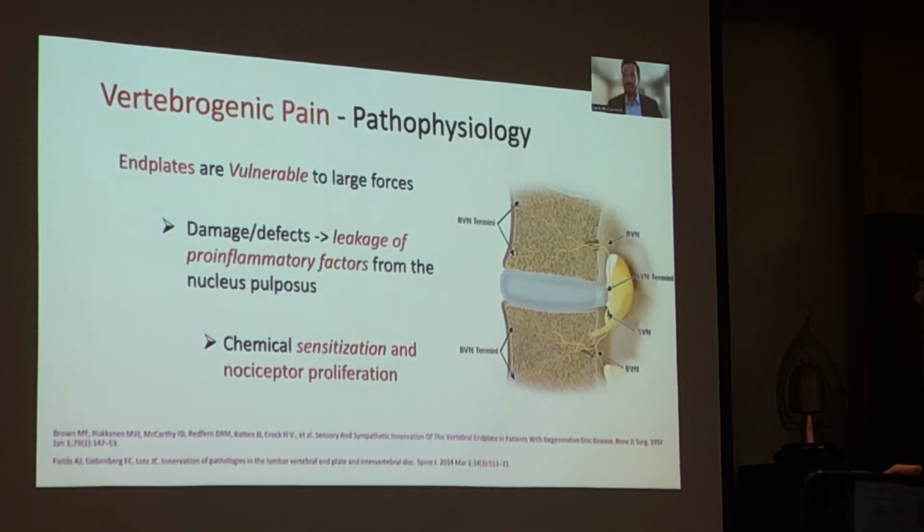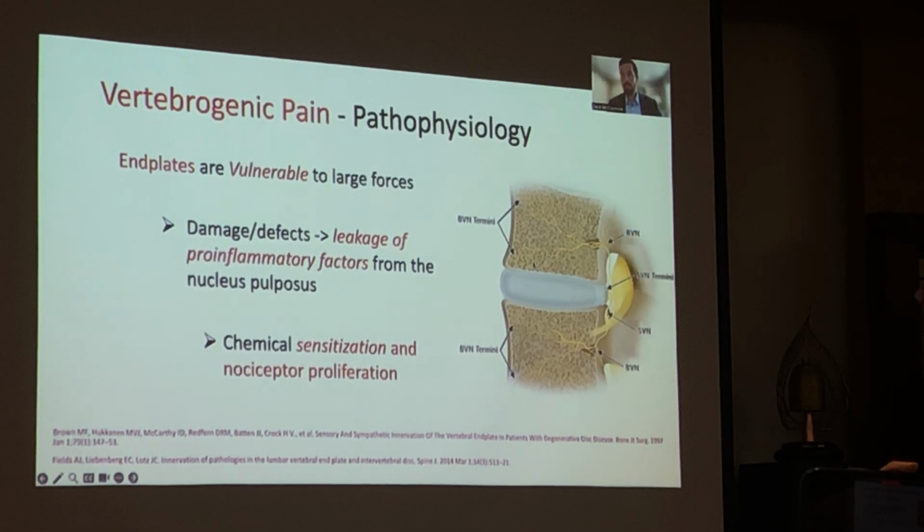So what about vertebrogenic pain? Different concept. So this is thought to be repetitive stress injury to the cartilage end plate that borders the vertebral body and the aspect of the disc. So as there is repetitive stress over time, wear and tear, one can develop defects in the vertebral end plate that allows the ability of factors from the nucleus pulposus of the disc to migrate across the end plate.